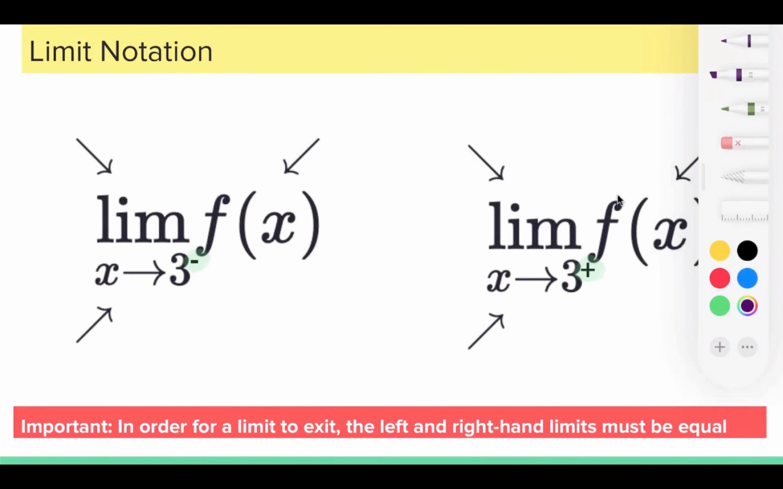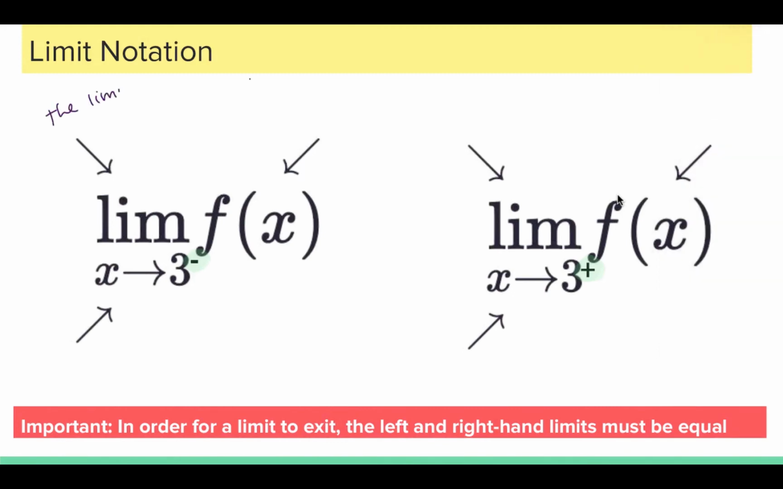So we're just going to write our definitions here as well. This is the limit of f as x approaches 3 from the left. The little minus sign means numbers less than 3, and numbers less than 3 means approaching from the left.